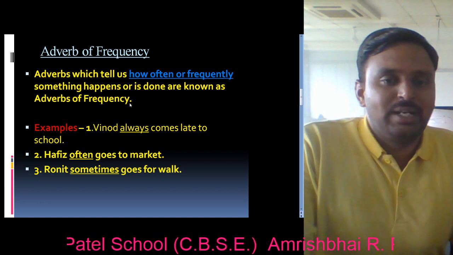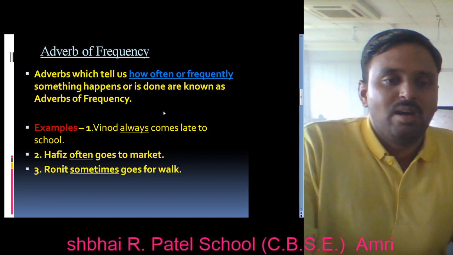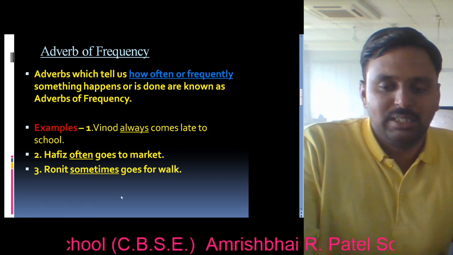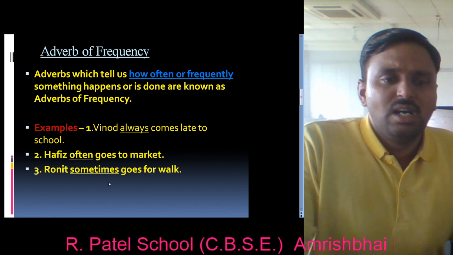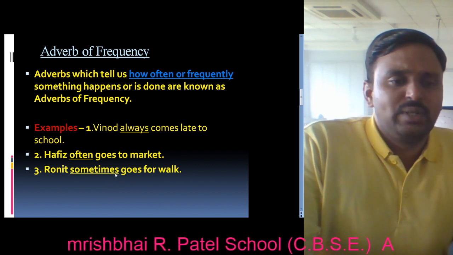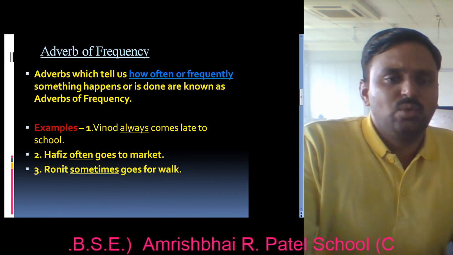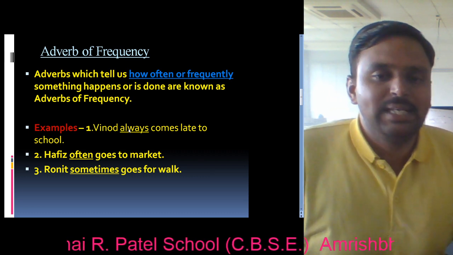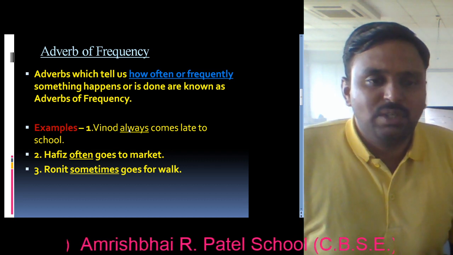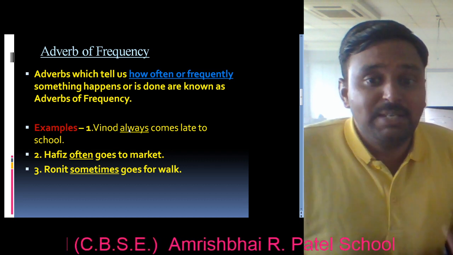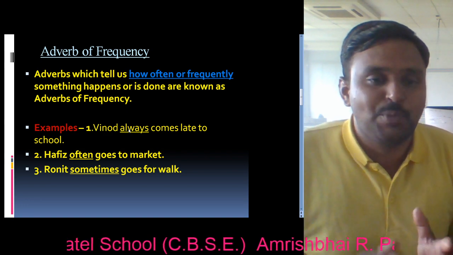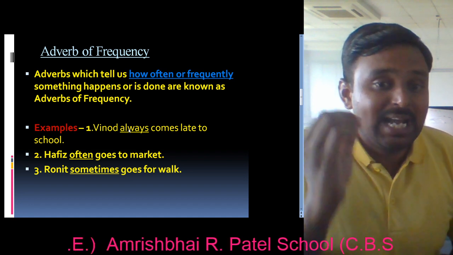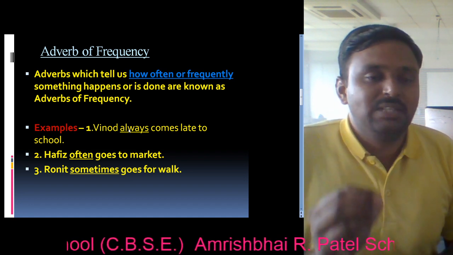Let's go for the next type of adverb, adverb of frequency. Adverbs which tell you how often or how frequently the action has happened or is done are known as adverbs of frequency. This adverb of frequency tells you how often the particular action has happened. Adverbs which tell you how often, how many times the particular action has happened. Try to note this point, very important. It tells you how many times the particular action has happened. That is called an adverb of frequency.